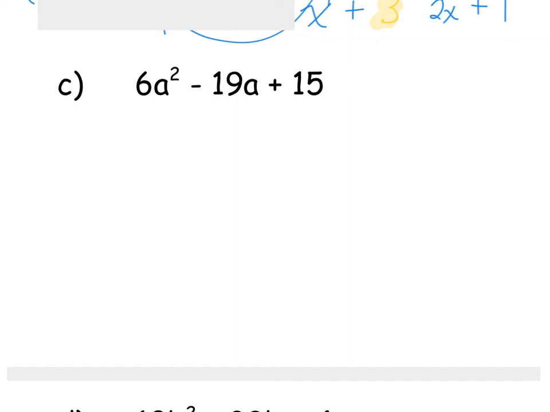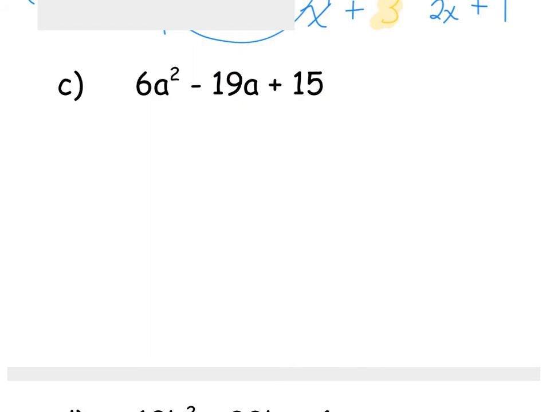All right, so let's take a look at this question. I'm noticing right off the bat that it's already in descending degree, so it's in the correct order. And there is no common factor. This 19 kind of gives me the idea that I'm not going to be able to pull out a common factor there.